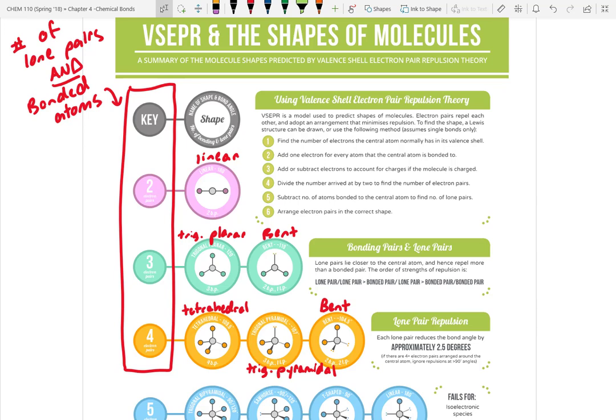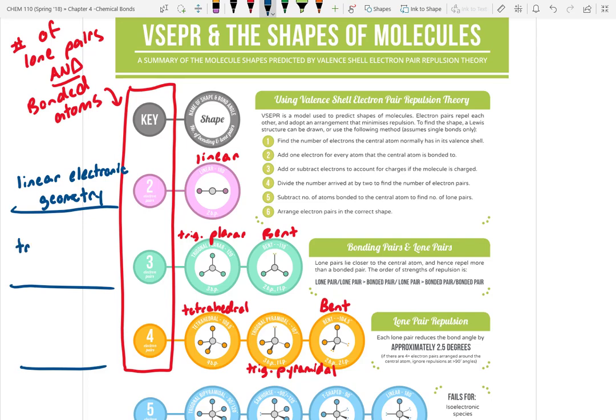In addition, some instructors will even ask you about what they call electronic geometry. And electronic geometry is referring to which class it falls into. Does it fall into the first, second, or third class? And so, for example, the class 2 here would be a linear electronic geometry. The next one is a trigonal planar electronic geometry. And then the last one is your tetrahedral.